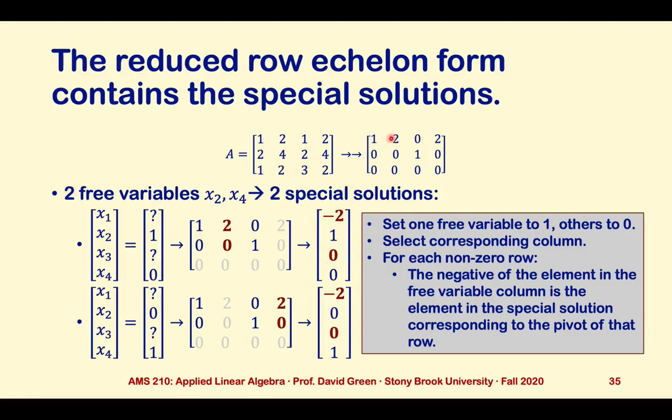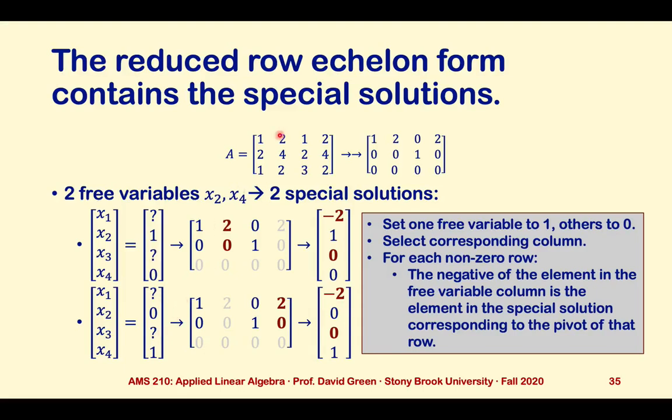We notice that we have two free variables, x2 and x4, so we have two special solutions. Set those special solutions up as column vectors, and we know that one of them will have a 1 for one free variable and a 0 for the other, and the other will have a 0 and a 1 for the free variables. This is how we always set up the special solutions.